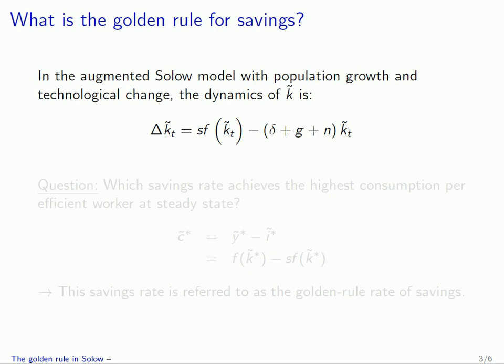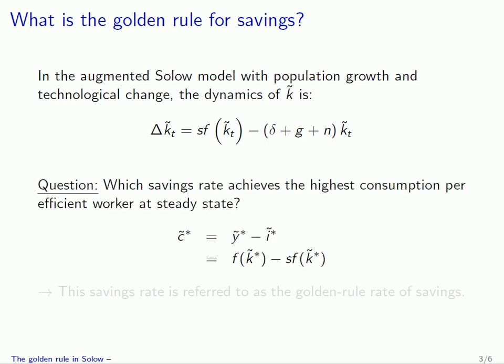So first I want to remind you the dynamics of capital per efficient worker in the augmented solo model with population growth and technological change. So you have the law of motion that we'll use later on in this video. The specific question that I'd like to answer here is the following. We want to know which savings rate allows consumers to enjoy the highest consumption at the steady state.